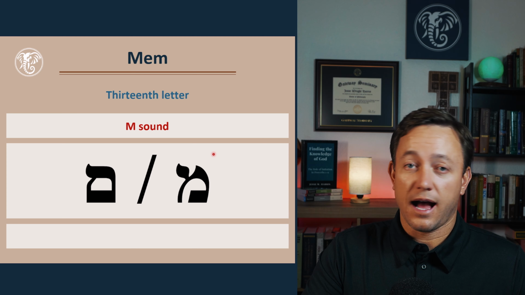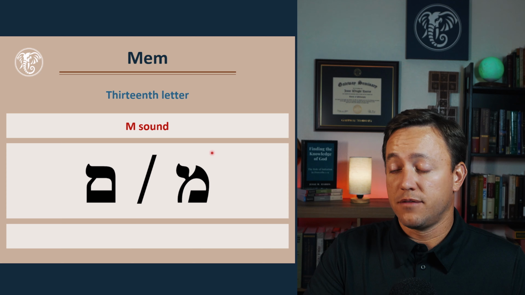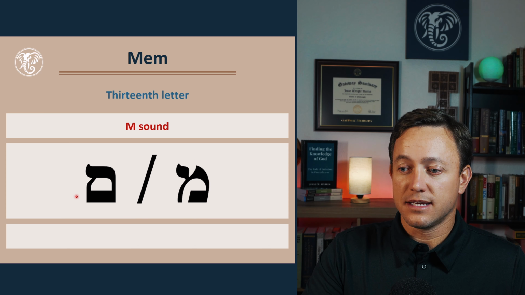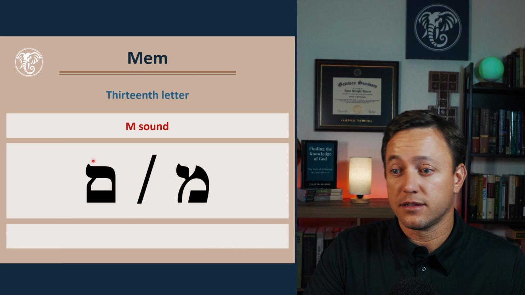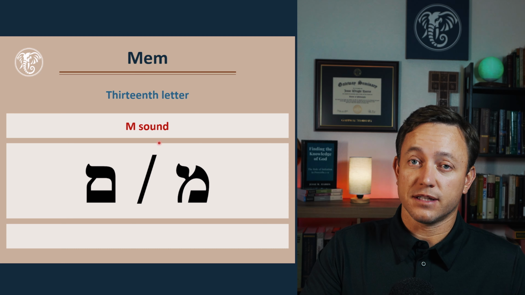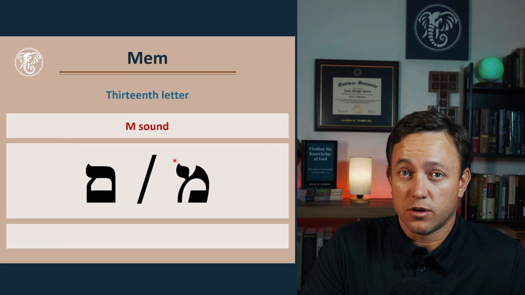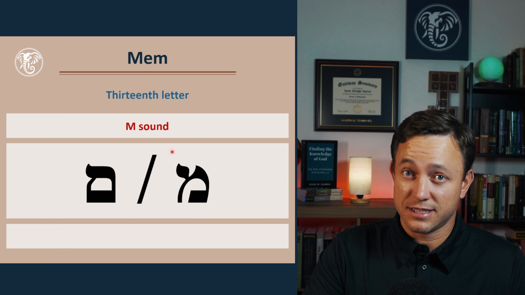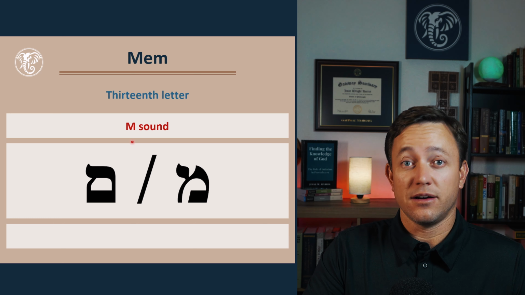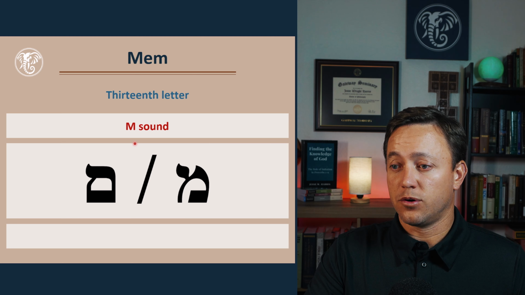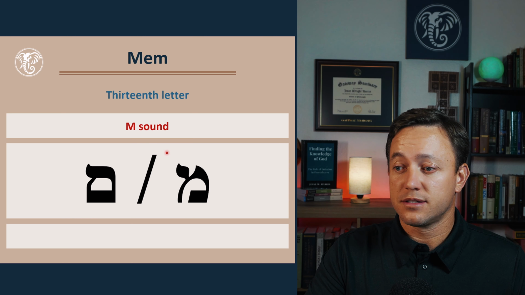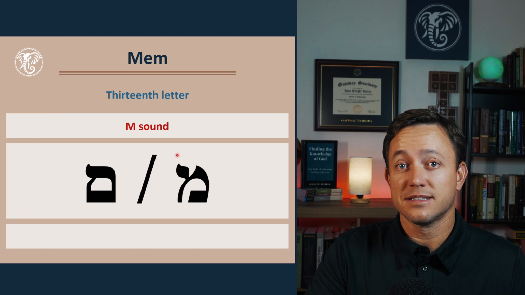All right, well, how about just the sound of the mem? Well, as I said, the mem is unique because it has these two variations, the regular and final form. But thankfully, both of these forms have the exact same sound. And that's the M sound, just like it is in English. So really no different. So again, for most beginners and students, this is a nice letter because it corresponds very nicely with English.